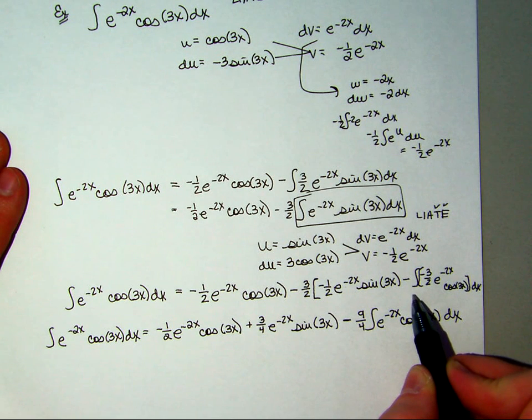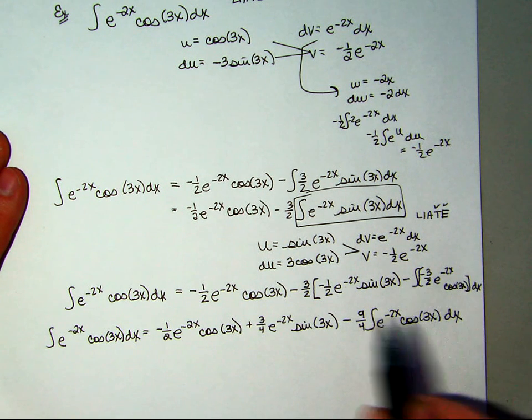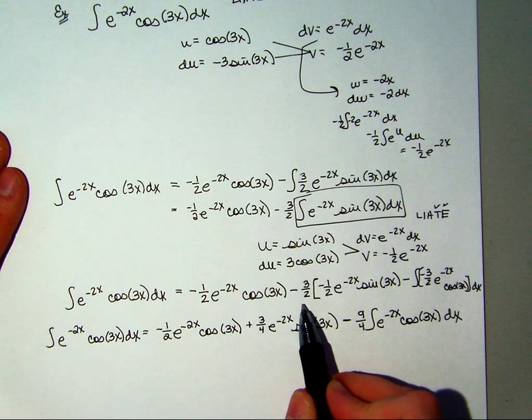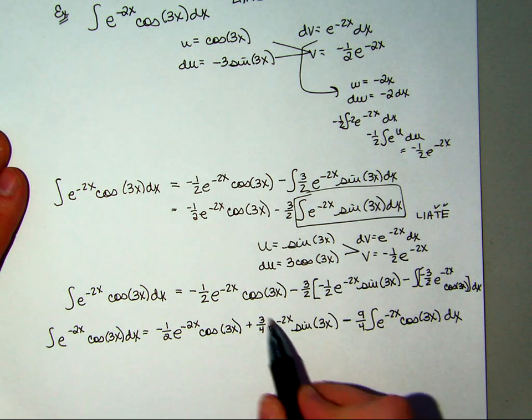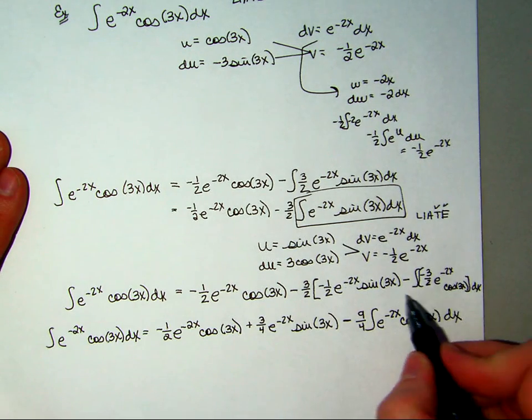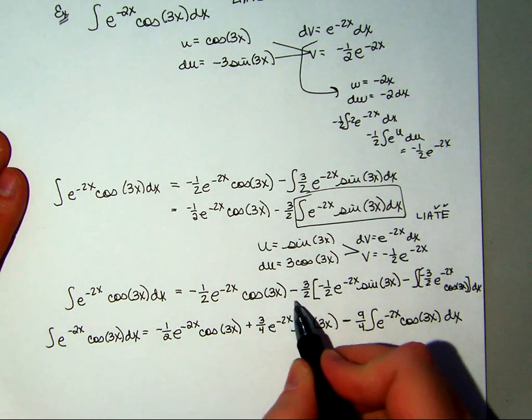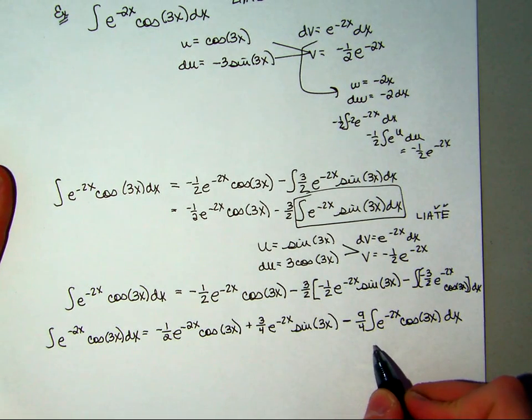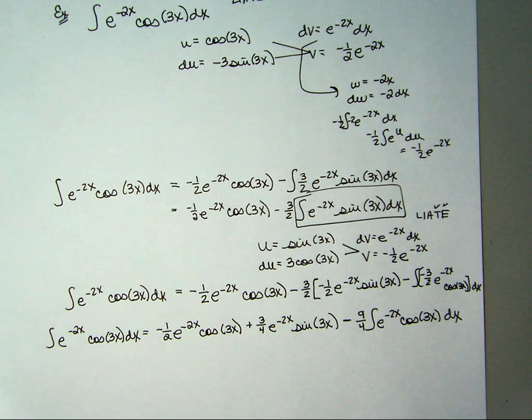But at this point, I distributed that negative 3/2 that was up front to give me a positive 3/4 before my e to the negative 2x sine 3x. And since I'm distributing a negative, I'm going to get a negative 9/4 times the integral of e to the negative 2x cosine 3x dx. It's the same process. It just gets a little messier when we have the u substitutions in the chain rule, because we've got those constants we have to deal with.